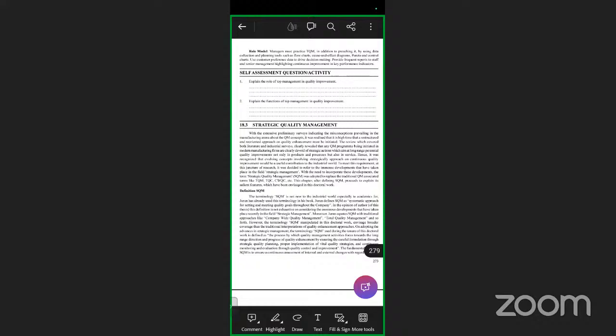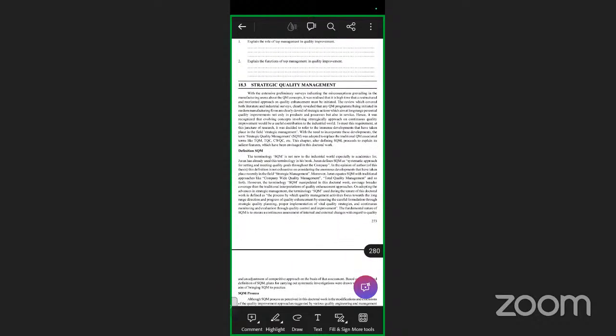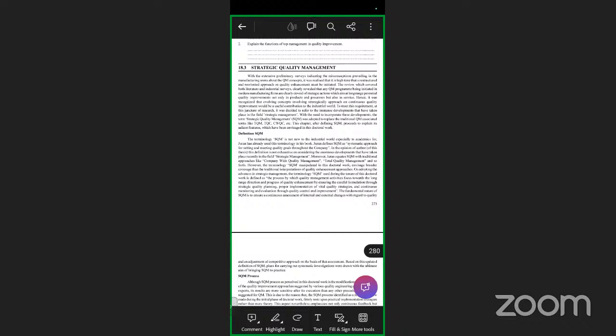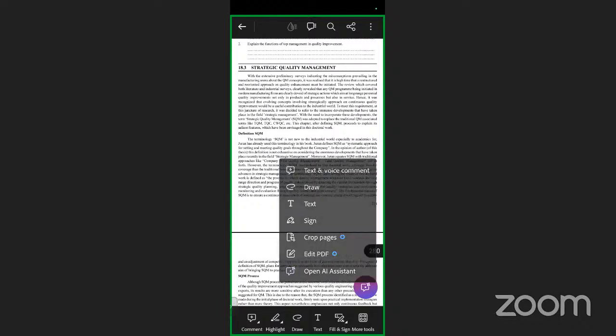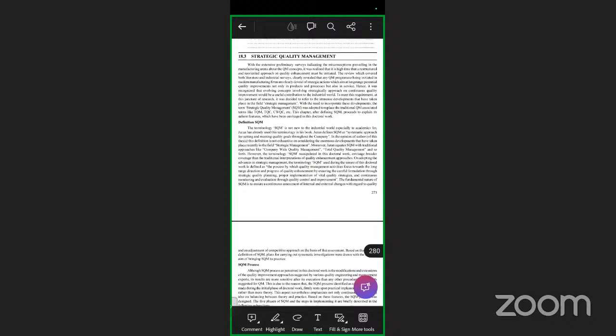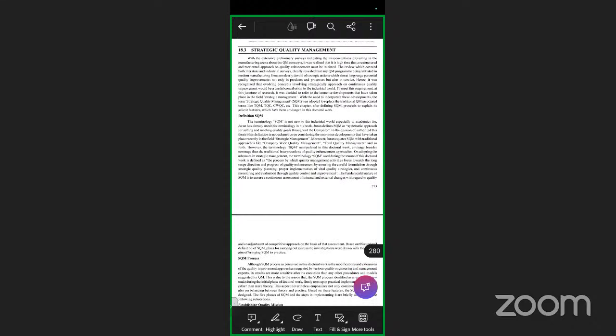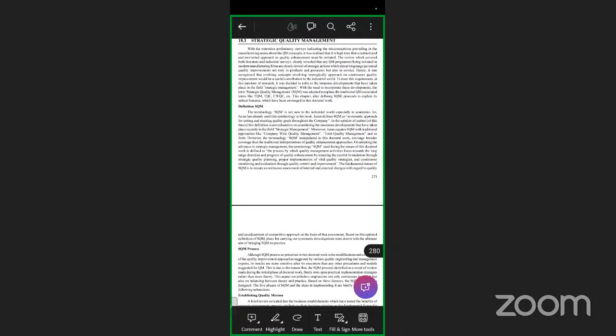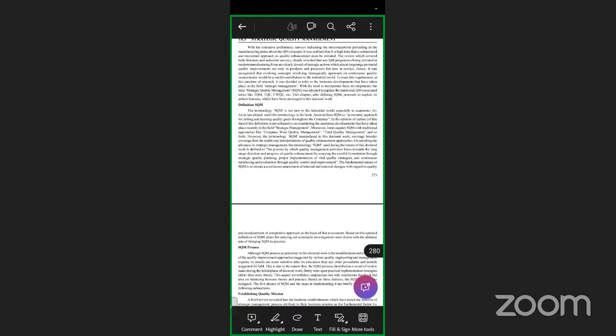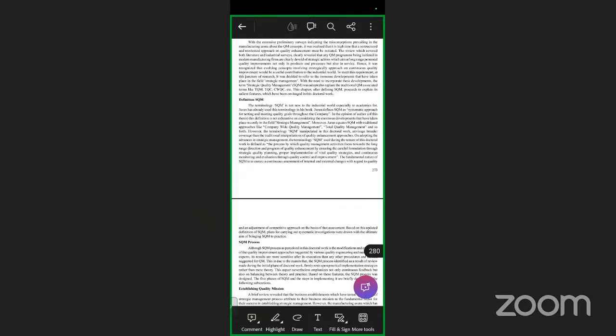The review, which covered both literature and surveys, clearly revealed that any quality management program being initiated by modern manufacturing firms was devoid of strategic action aimed at long range terminal quality improvement, not only for products and in-process but also in service. Hence it was recognized that evaluating the concept involved a strategic approach and consistent quality improvement.